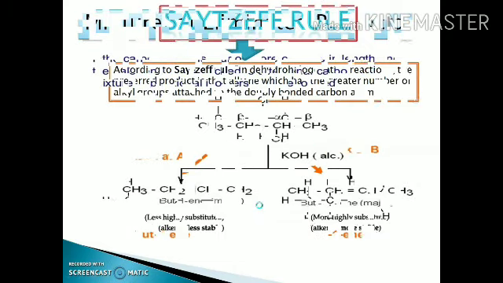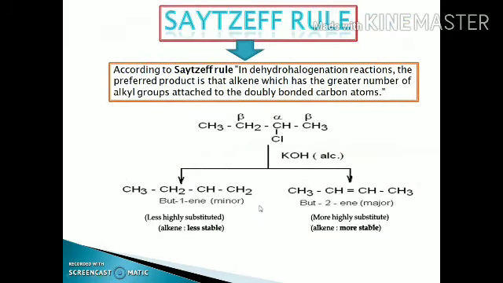This form of the pattern was first observed by the scientist Saytzeff, and he summarized it as: in dehydrohalogenation reactions, the preferred product is that alkene which has a greater number of alkyl groups attached to the double bonded carbon atom. It means the more alkylated carbon gives the major product, and the beta carbon atom which is less substituted gives the minor product.